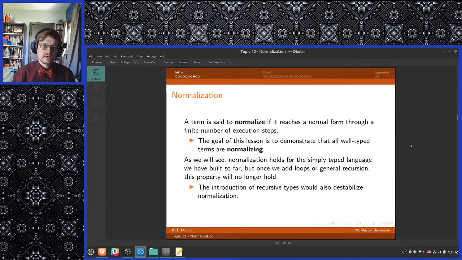The goal of this lesson is to demonstrate all well-typed terms are normalizing. As we will see, normalization holds for the simply typed language we have built so far, but once we add loops or general recursion, the introduction of recursive types would also destabilize normalization.